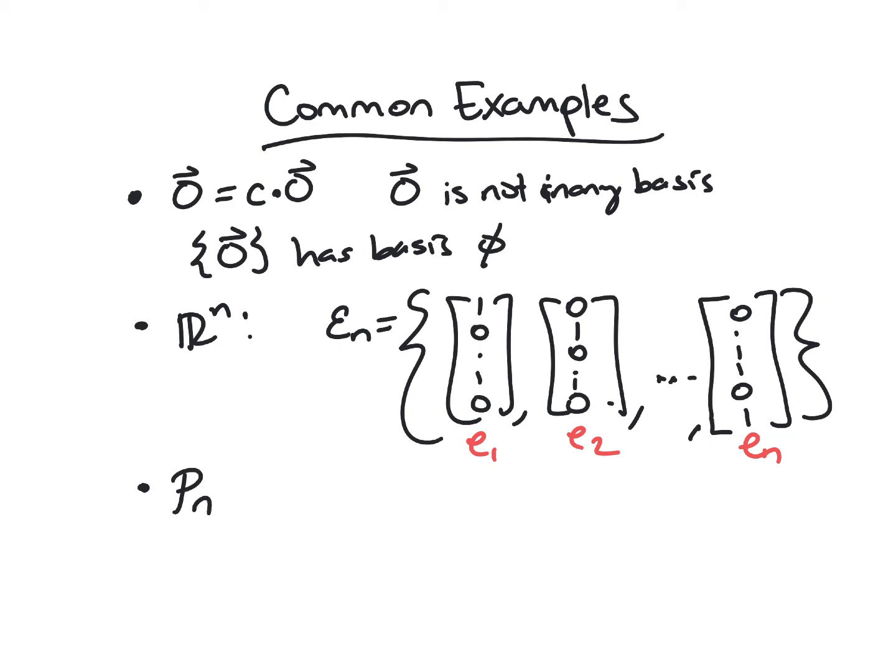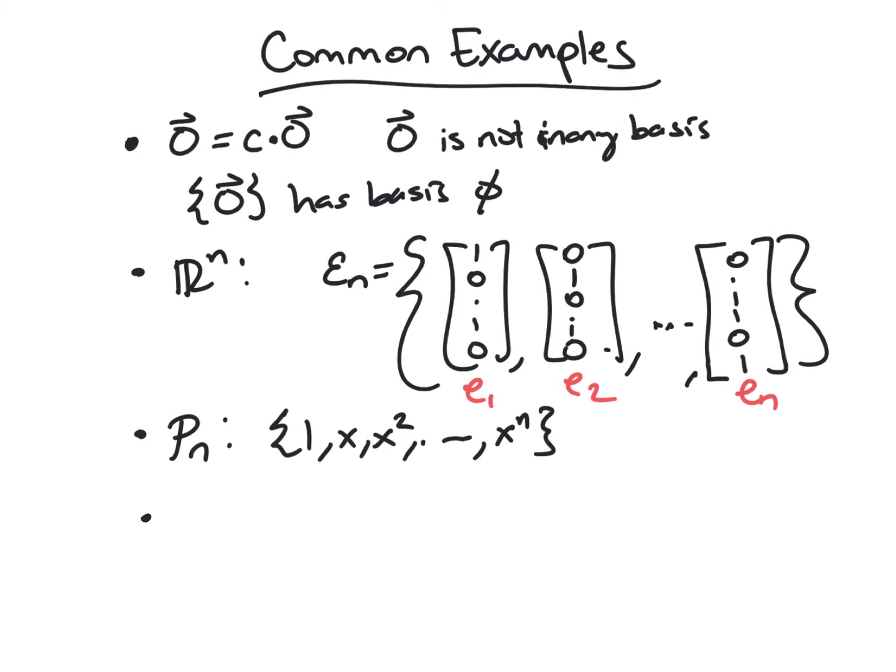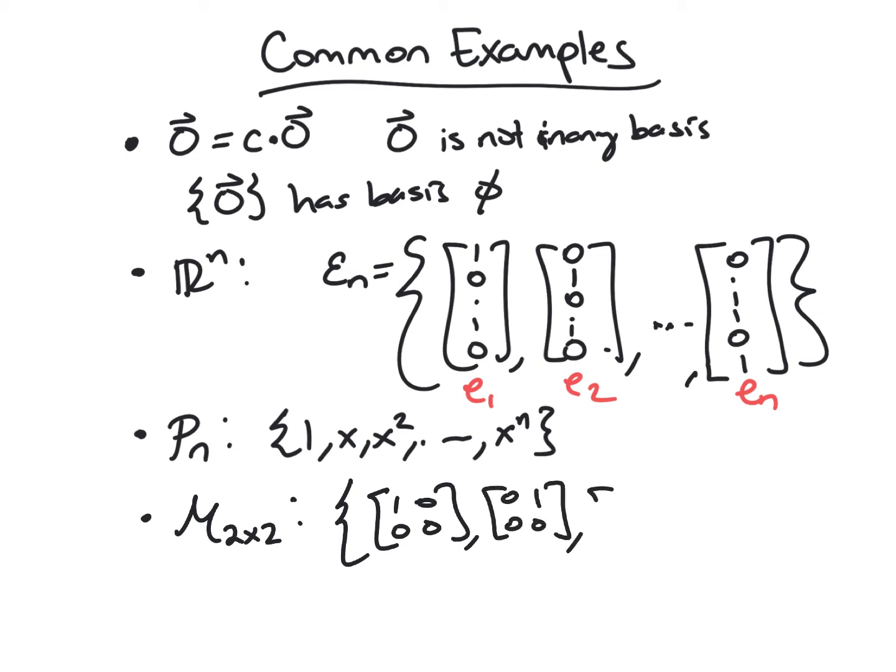For P_n, which is polynomials of degree at most n, we have a pretty simple basis given by the monomials all the way up to the nth power. And then for one more, for matrices, I'll just do M_2x2, but you'll get the idea for it in general. Here we would look for 1 in exactly one entry and zeros in all the rest, similar to those column vectors up above for R^n.